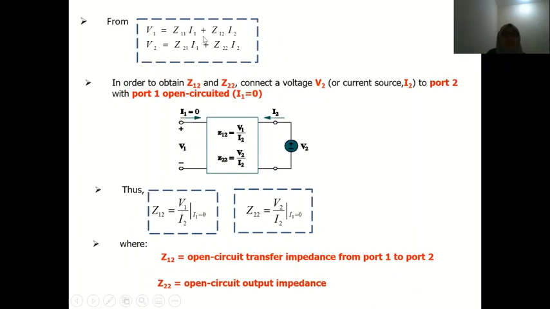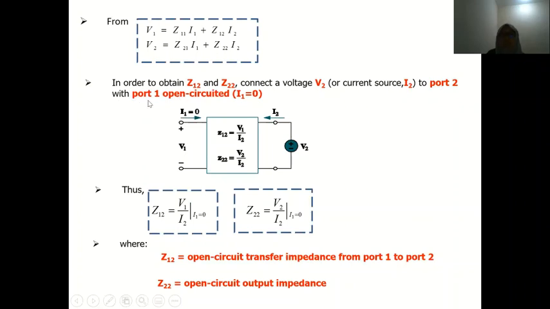From this general formula, the next impedance parameters that we can obtain are Z12 and Z22, by connecting a voltage source V2 or a current source I2 to port 2.